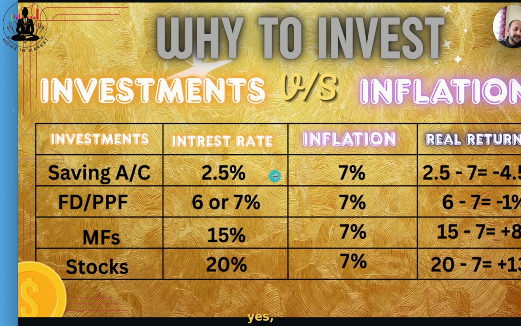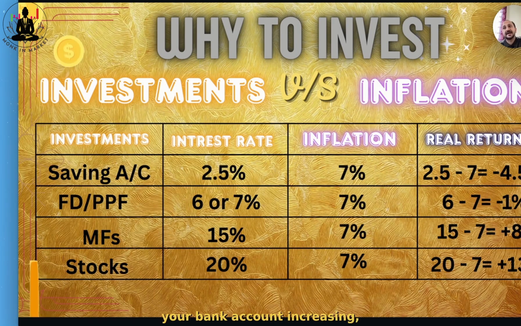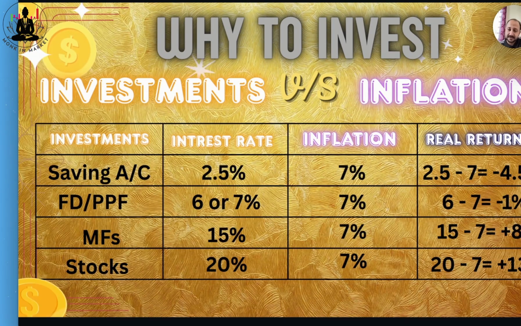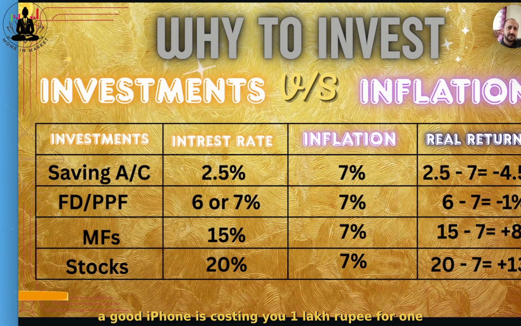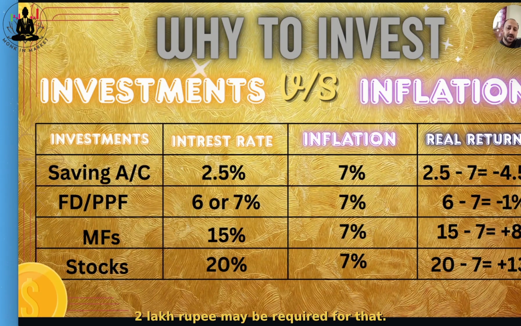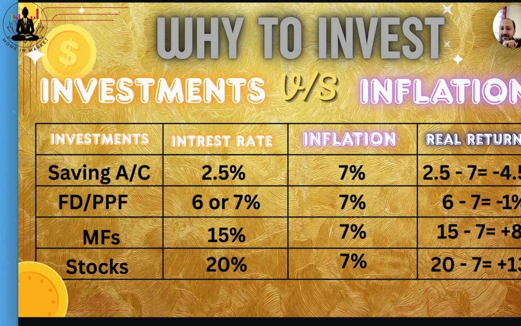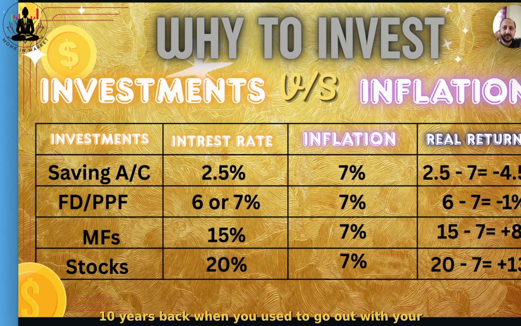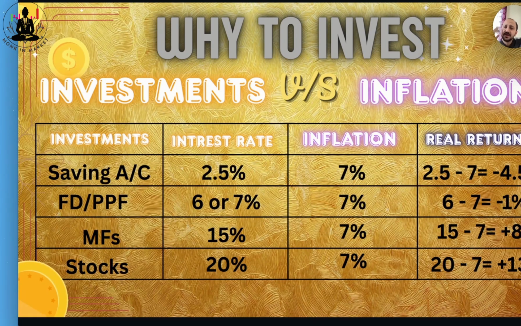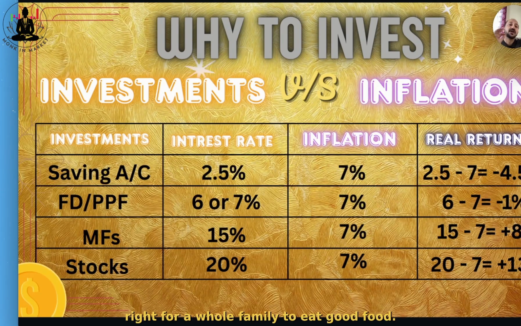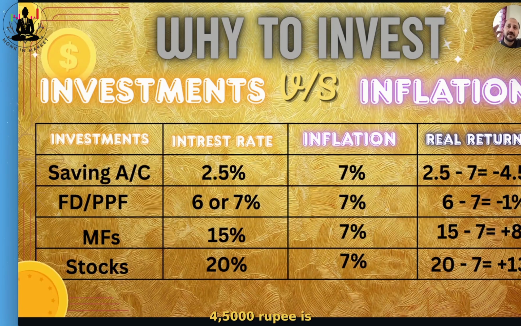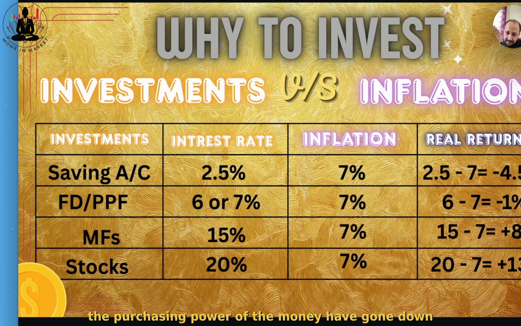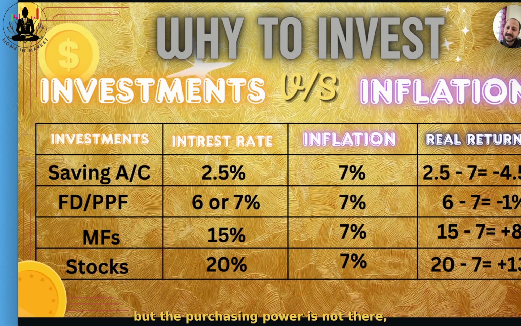If it is not, yes, you may see the numbers going up, your bank account increasing, but in real terms, it's not. Let me give you one practical, real life example for this. Today, a good iPhone costs 1 lakh rupees. After 7 years, 2 lakh rupees may be required for just one iPhone. 10 years back, when you went out with your family for lunch or dinner in a restaurant, 1000 rupees was more than sufficient, right? For a whole family to eat good food. Today, 4-5,000 rupees just goes away, because the cost of food has gone up. It could be said this way, or the purchasing power of the money has gone down. Though you have 4,000 rupees today, the purchasing power is not there, right?